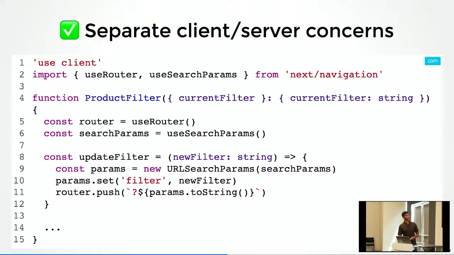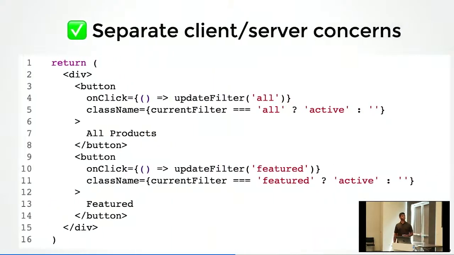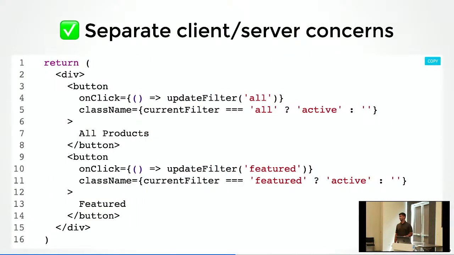Then, once you want to use it, here's where you can track your button clicks and update the filter. It'll update the URL. The URL will essentially be read by the server component. It can fetch the products based on that and return the results back.